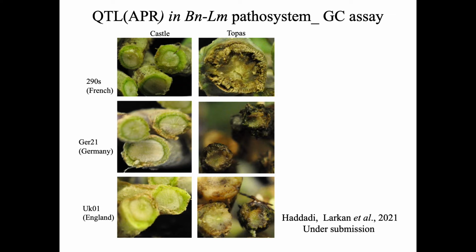Again, the cotyledon was totally susceptible. There was no response at the cotyledon stage. But when we look at the stem, as we see here, Castle is totally resistant. There is no lesion against any of these isolates. And Topaz is susceptible, with total collapse of the stem and fully developed lesions.